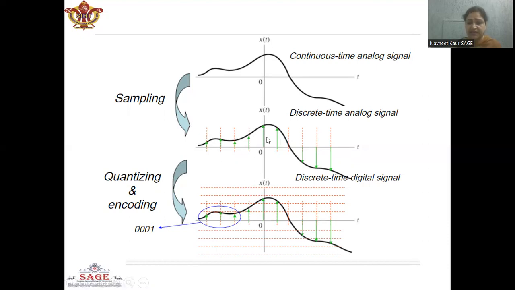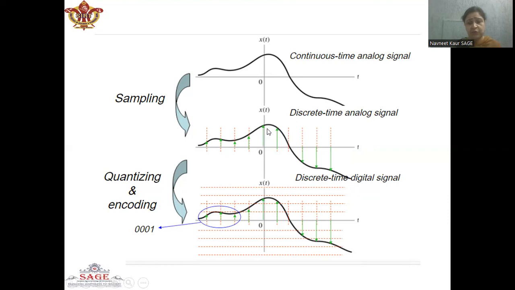So the resulting signal will now be a discrete time signal, because the signal is defined at only discrete instants of time. This signal is a discrete time analog signal, because the values of these samples can have amplitude in any range, or in the continuous range.